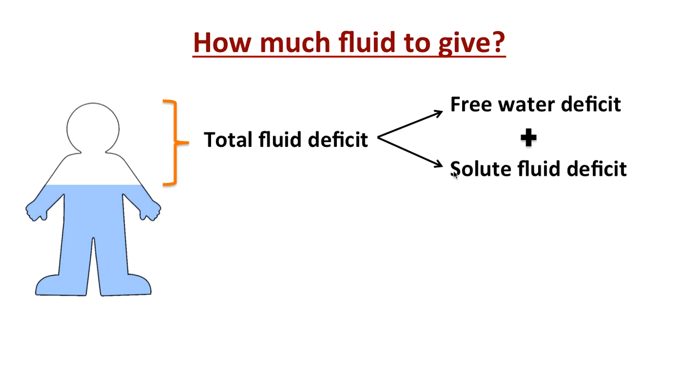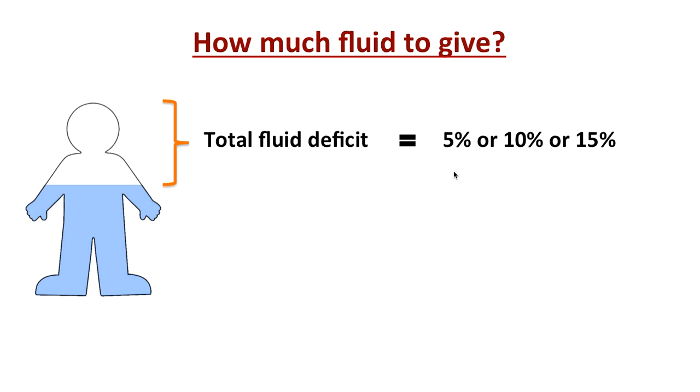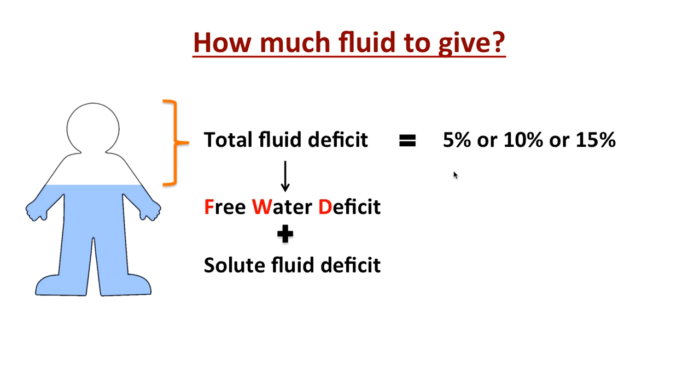I already told you that it can be divided into free water deficit and solute fluid deficit in a case of hypernatremic dehydration. So based on your clinical judgment, you make a rough estimate that it can be either 5%, 10% or 15%, or mild, moderate, severe dehydration, right? So the total fluid deficit is free water deficit plus solute fluid deficit.